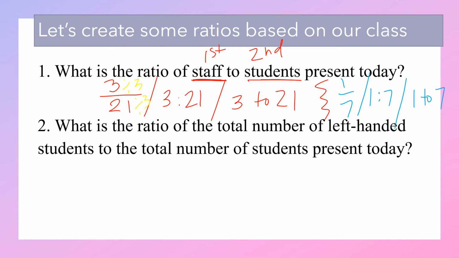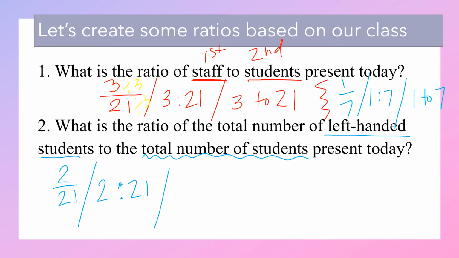For number 2, again, I'm just going to relate all these first 4 questions to my second period class that I already taught this lesson to. So what is the ratio of the total number of left-handed students to the total number of students? In my second period class, I only had 2 left-handed students. There were only 21 students in my second period class. So this would be your ratio there, 2 to 21. And that cannot be reduced, so you would just leave it like that.